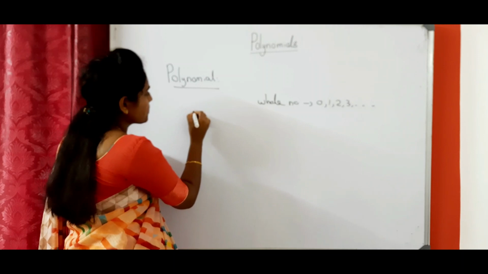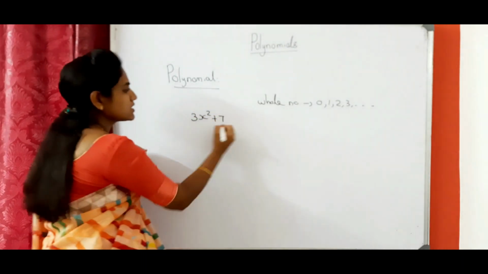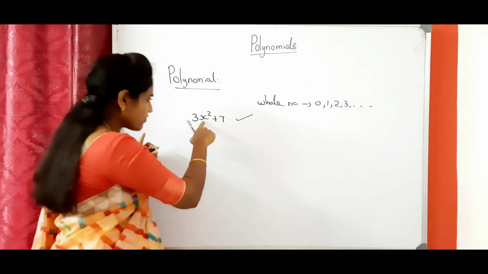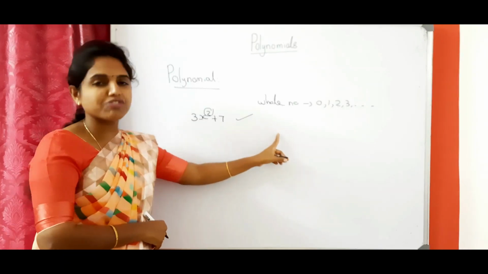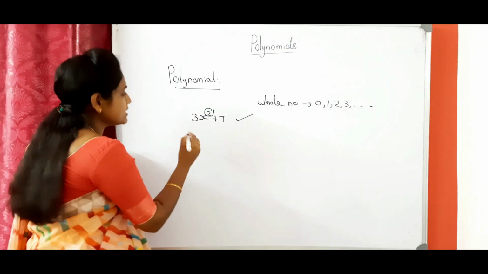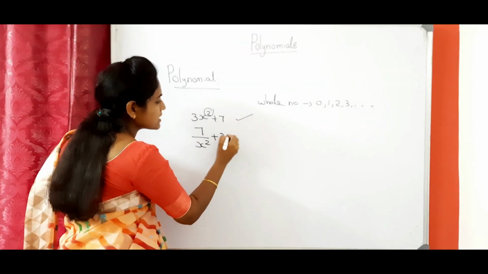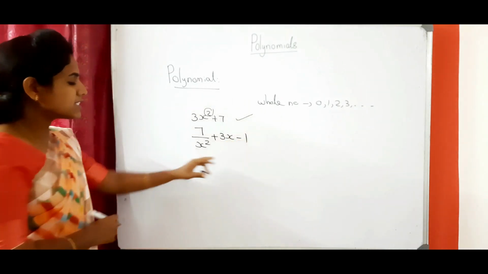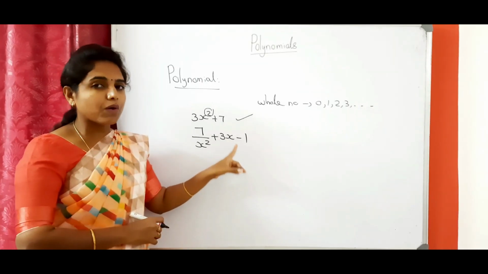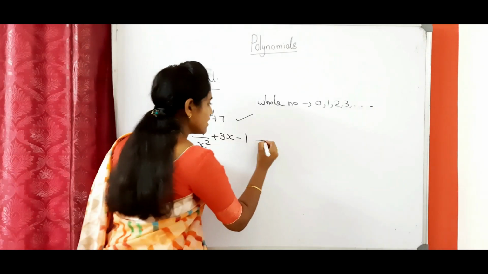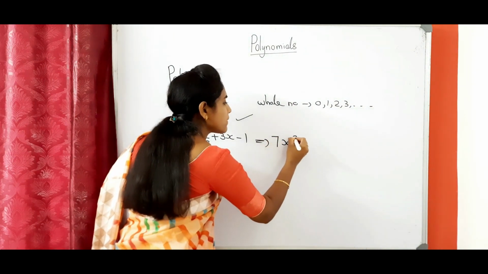Suppose, for example, 3x² + 7. See, it is a polynomial. Why? The variable power is positive. Therefore, it is a polynomial. Then listen, 7/x² + 3x - 1. Is it a polynomial or not? It is not a polynomial. Why? Listen, 7/x² means what? 7x to the power minus 2.